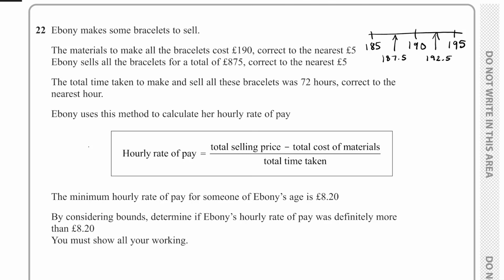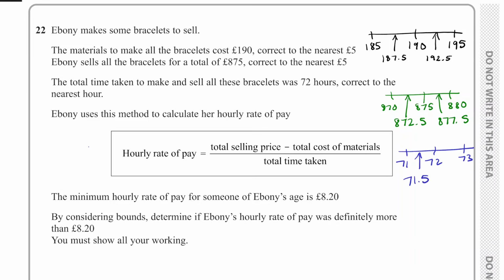192.5. Ebony sells all the bracelets for a total of £875, correct to the nearest £5 again. So again, 875. The one up is 880. The one down is 870. So the lower bound is 872.5 and the upper bound is 877.5. The total time taken to sell all the bracelets was 72 hours to the nearest hour. So that's between 71.5 hours and 72.5 hours.